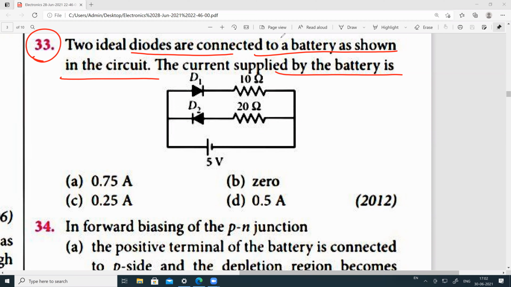In the given circuit, the upper diode D1 is forward biased and the lower diode D2 is reverse biased. So the current supplied by the battery is given by the formula I equal to 5 volt divided by 10 ohm. Here this becomes half ampere, that is 0.5 ampere. For 33rd one, this one is the right answer.